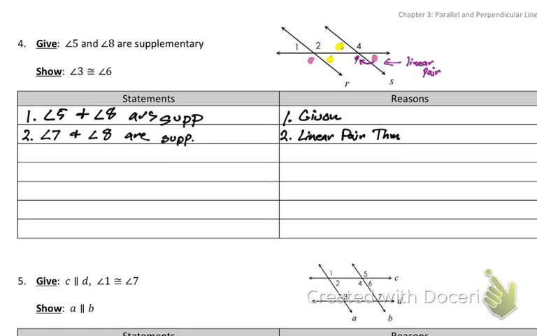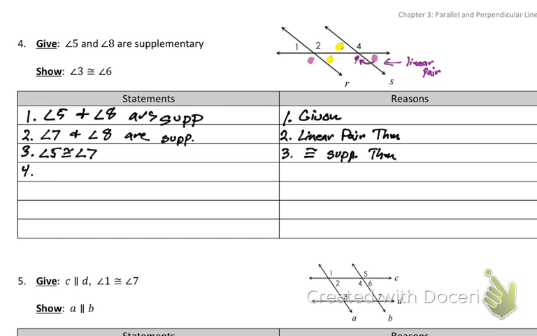If 5 is supplementary to 8 and 7 is supplementary to 8, what do we know an additional fact about that? Yeah. 5 is equal to 7. Angle 5, yep. 5 is congruent to 7. And that would be our congruent supplement theorem that I said we need to know.